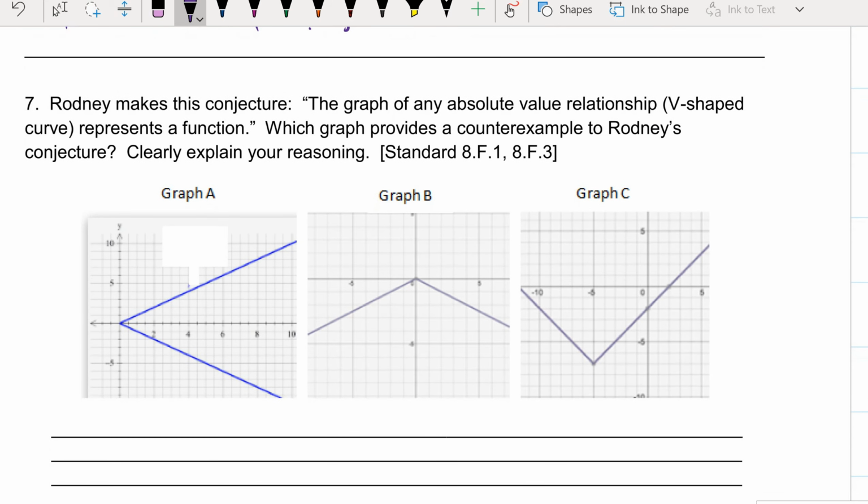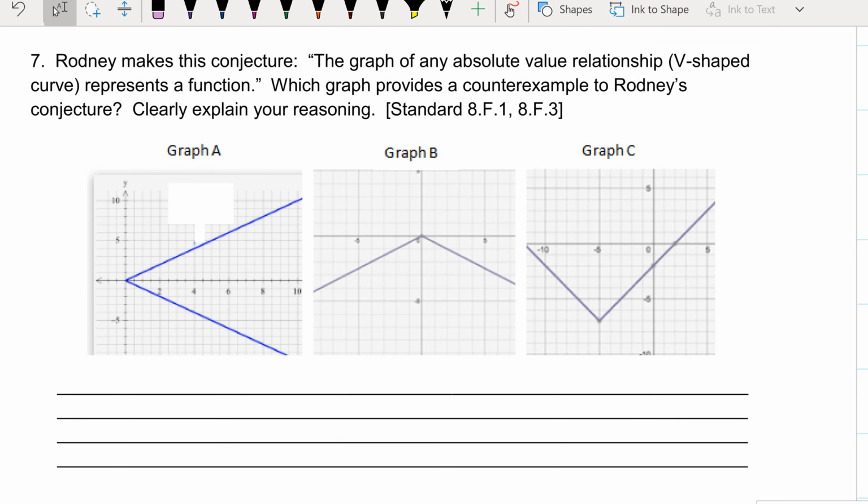Alright, we come to the last problem. Renee makes a conjecture, so kind of a conclusion: the graph of any absolute value relationship in V shape represents a function. Basically she said that any graph with the V shape is going to be a function. Which graph provides the counterexample for Renee's conjecture? Clearly explain your reason.